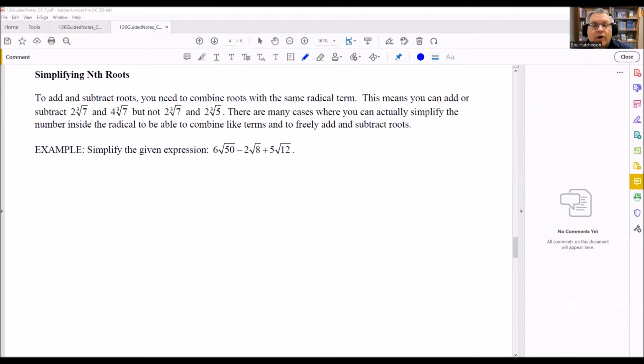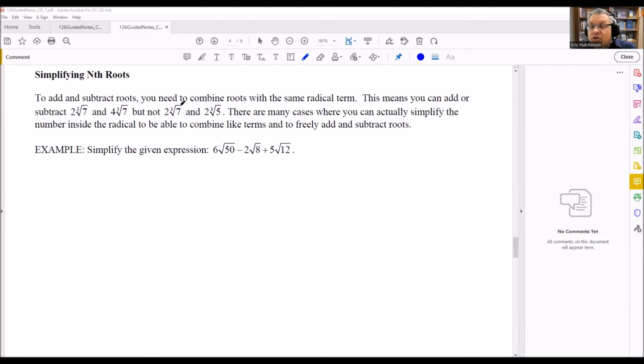When you want to add or subtract two radicals, not only does the number inside the radical have to be the same, but the index also has to be the same. For example, if I've got 2 cube root of 7 and 4 cube root of 7, the numbers inside the radicals are the same, and the indexes are the same, which means that I could add those two radicals together, the cube root 7 and cube root 7.